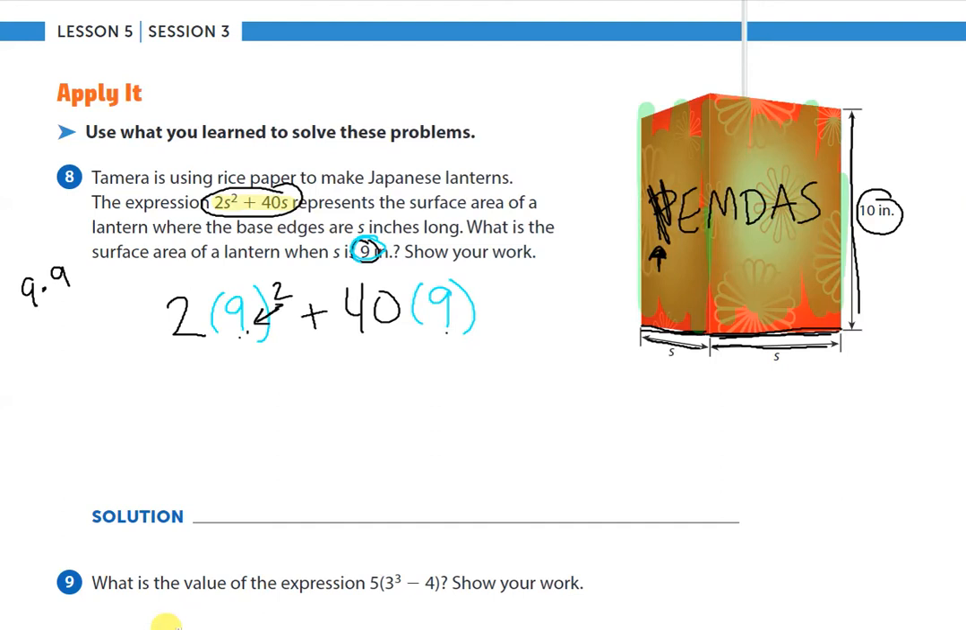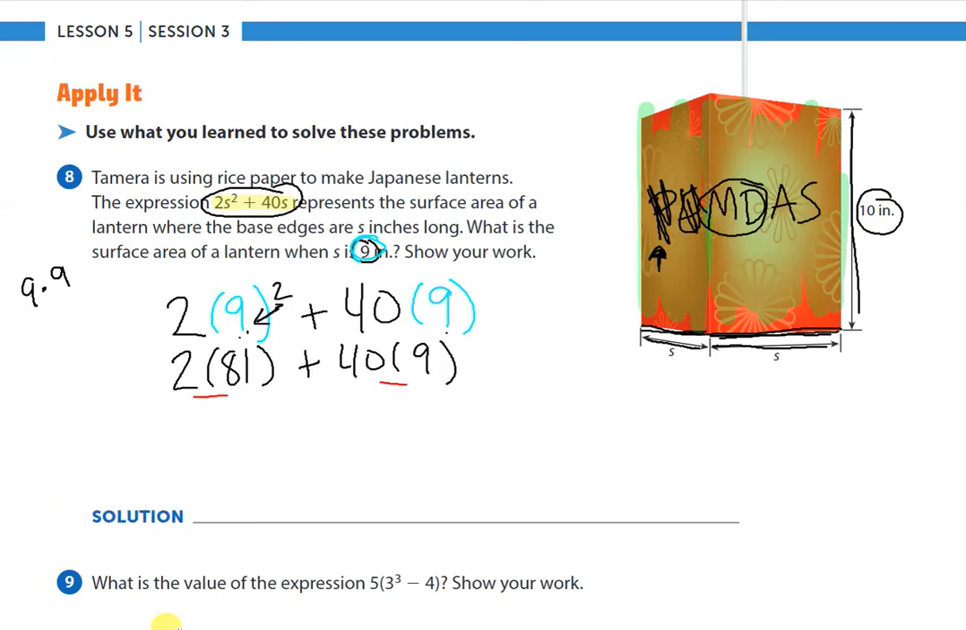So this is now 2 times 81 plus 40 times 9. Okay, we did the exponent step. That's done. Now we're going to do the multiplication division step. There's multiplication right here and right here.